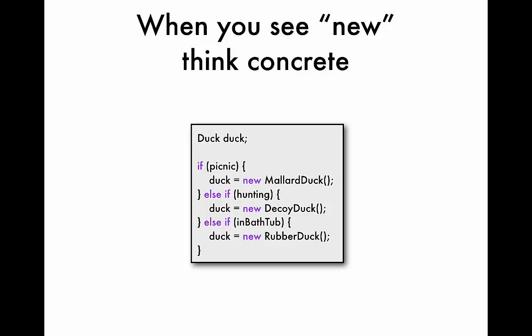The typical way you create objects in Java is with the keyword new followed by a constructor. Constructors come from concrete classes, so when you see the keyword new, the constructor that follows it comes from a concrete class.